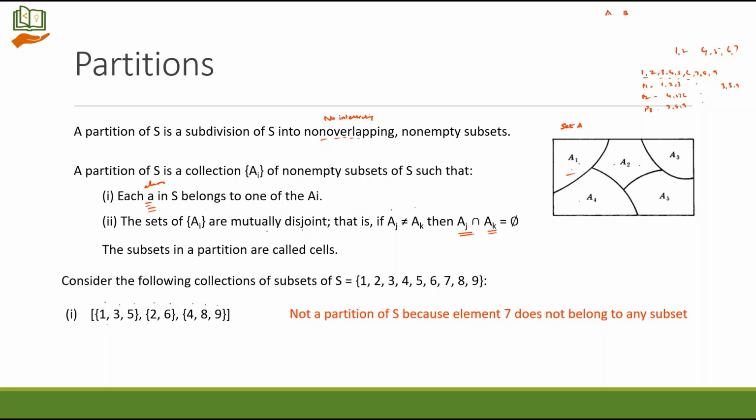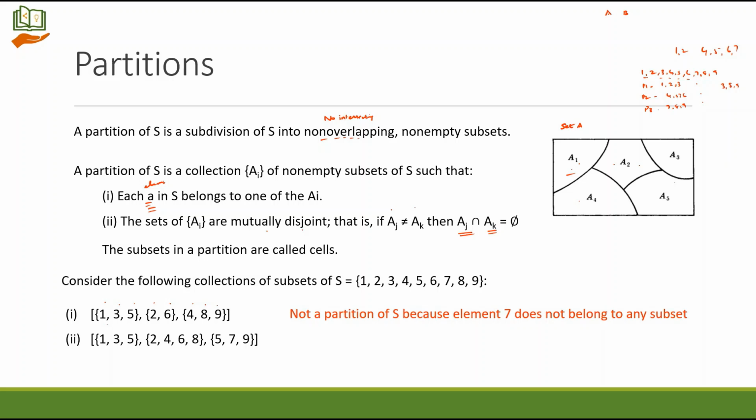Element 7 does not belong to any subset, so we cannot consider this to be a partition. Now let's take the second one. We have 1, 3, 5 as one subset, 2, 4, 6, 8 as another subset, and 5, 7, 9 as another subset. Is this a partition?